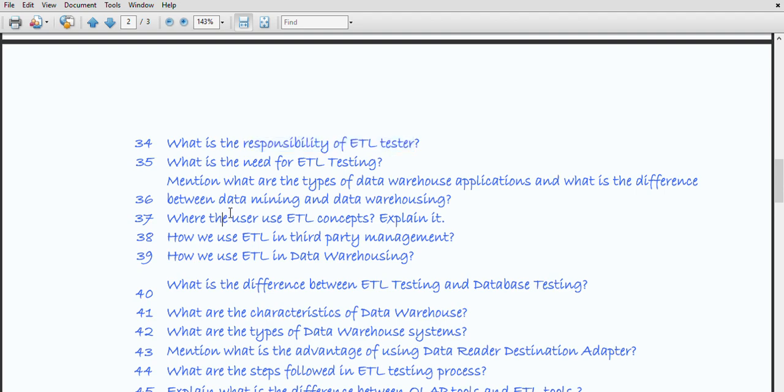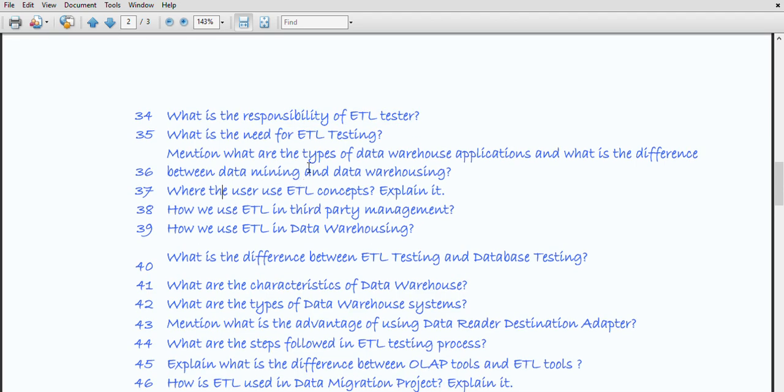Then we have already seen the difference between data mining and data warehousing. But we are adding some points here, like the different types of data warehouse application: information processing, analytical processing and data mining. Then the next question is where the user uses the ETL concept.